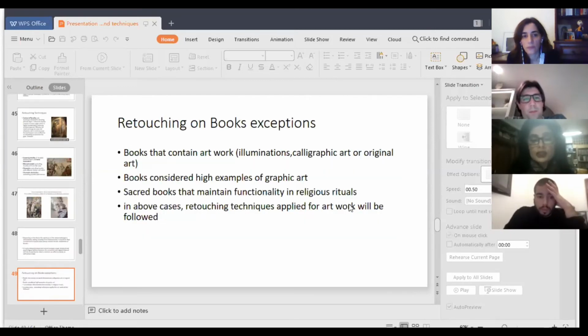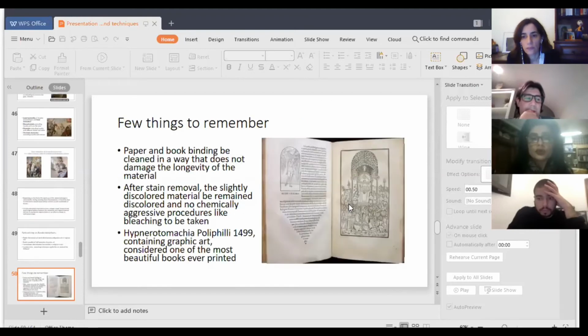Some of the exceptions that we follow when we talk of historic paper archives, not of drawings, not of buildings, just historic paper archives: retouching is only done in cases where the book contains illuminations, calligraphic art or original art, where the book is considered a high example of graphic art, or they are sacred books because they maintain the functionality in religious rituals. In these cases, we follow the concept of retouching. Otherwise, we do not hinder the original writing of the historic document.